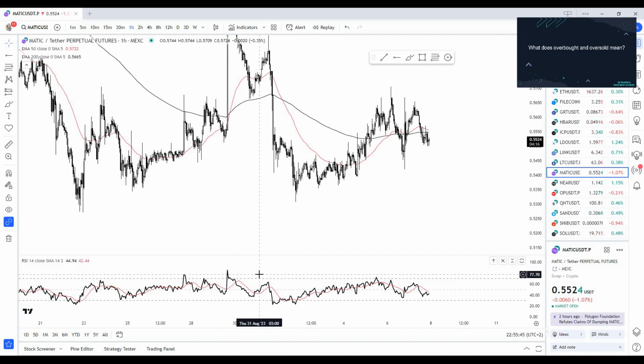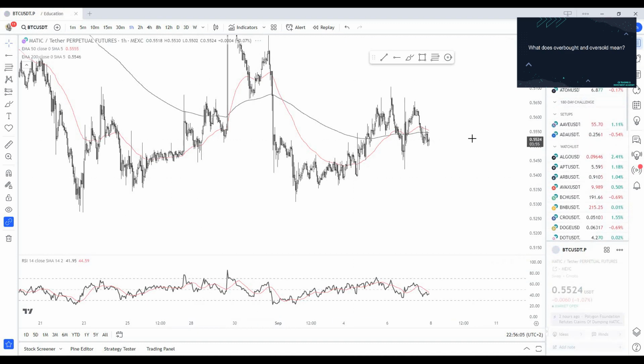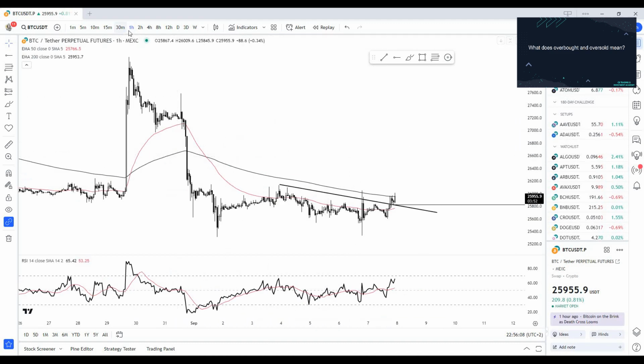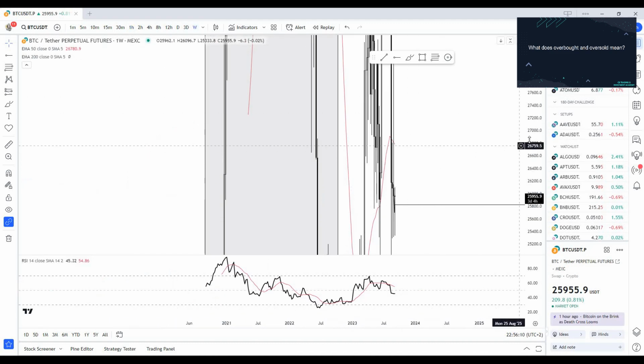But what I don't like about overbought and oversold is that, as you will see eventually in a bull market, prices can be overbought for days, sometimes even weeks, before RSI starts to turn around. I was looking at the Bitcoin chart. I had the weekly drawn out.